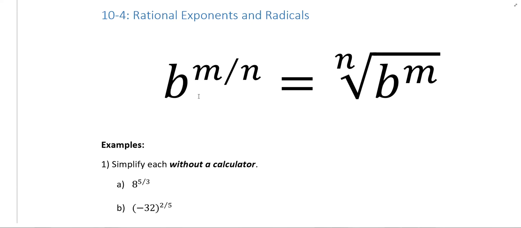Okay, this is a video for 10.4 for Math 2 for rational exponents and radicals. So this reiterates what we've been looking at in previous sections. We're just going to finalize it.